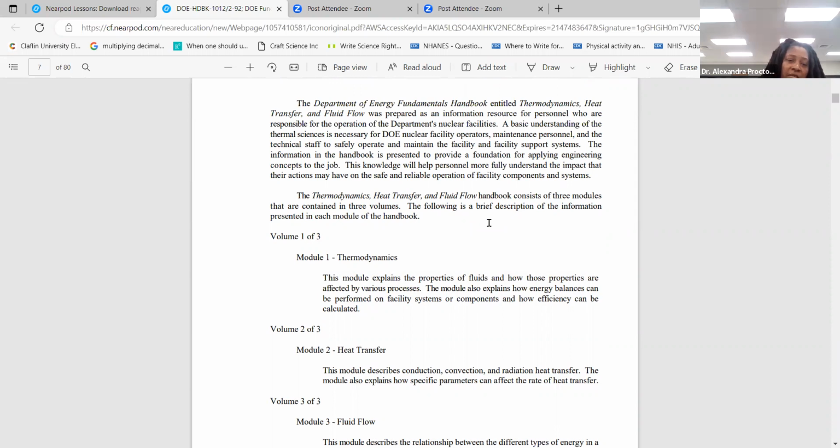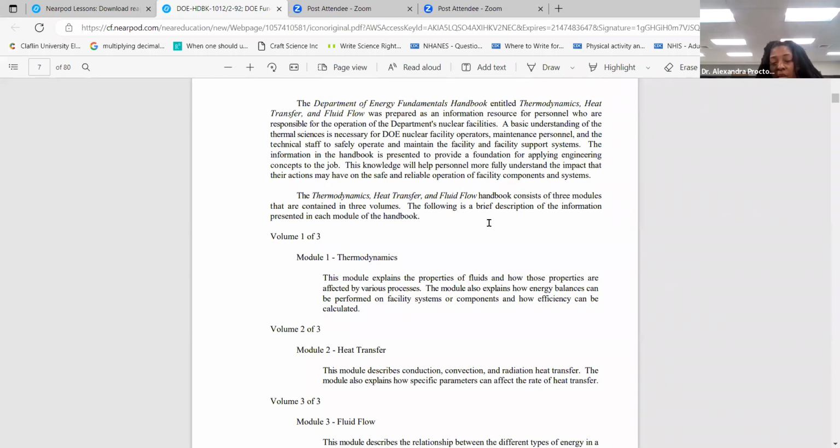In the first module, we talked about thermodynamics. In this module, we cover properties of fluids and how these properties affect various processes. It also explained how energy balances can be performed on facility systems or components and how efficiency can be calculated.